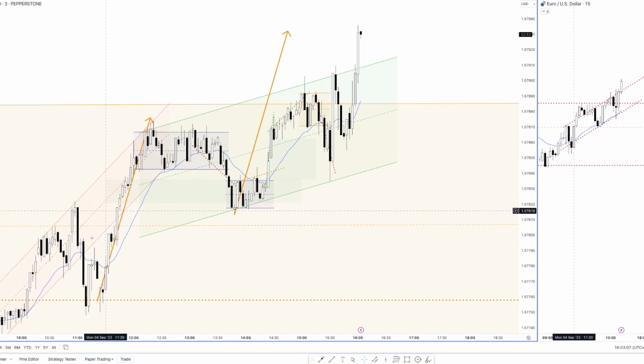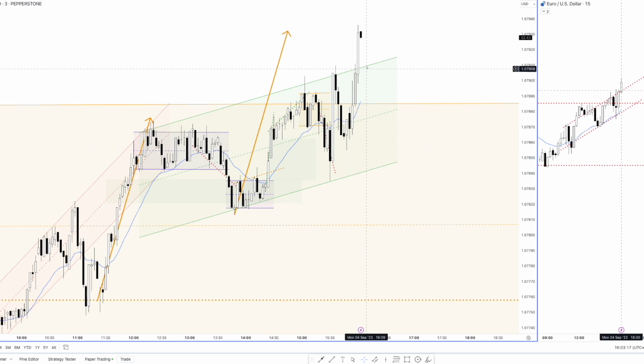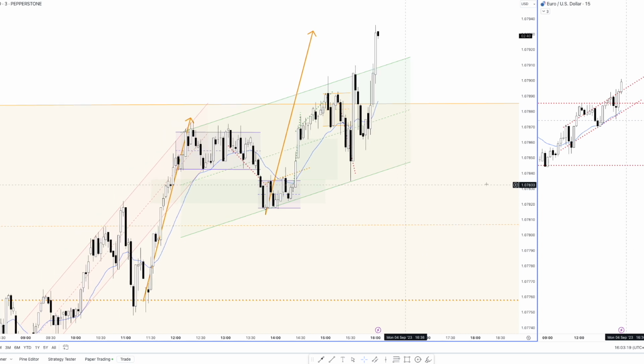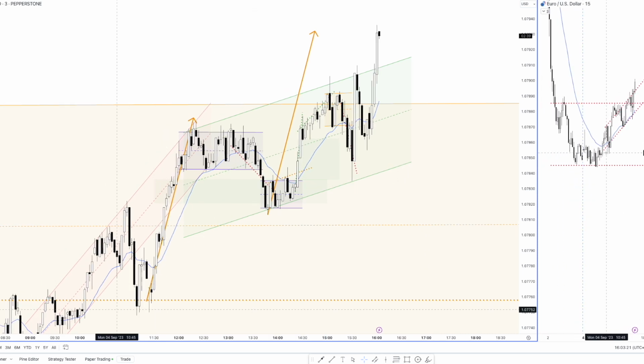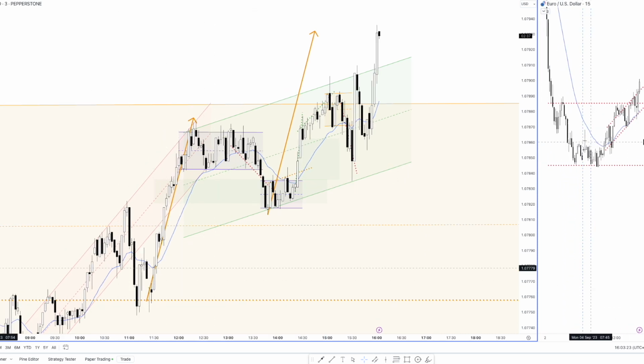And sort of created this channel here and broke out, and then spiked up again and created this other channel here. Maybe we get this measured leg here, and then we fail out the other side and we come back down. First attempt's probably going to fail to break out anyway.